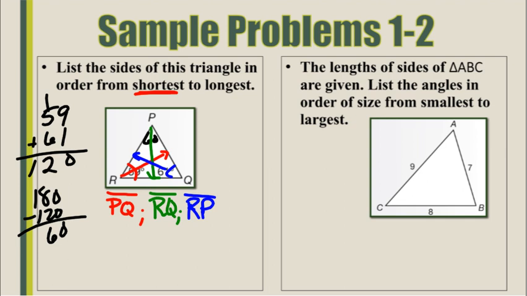That means our PR would be the longest side. Example 2, the lengths of sides of ABC are given. List the angles in order of size from smallest to largest.